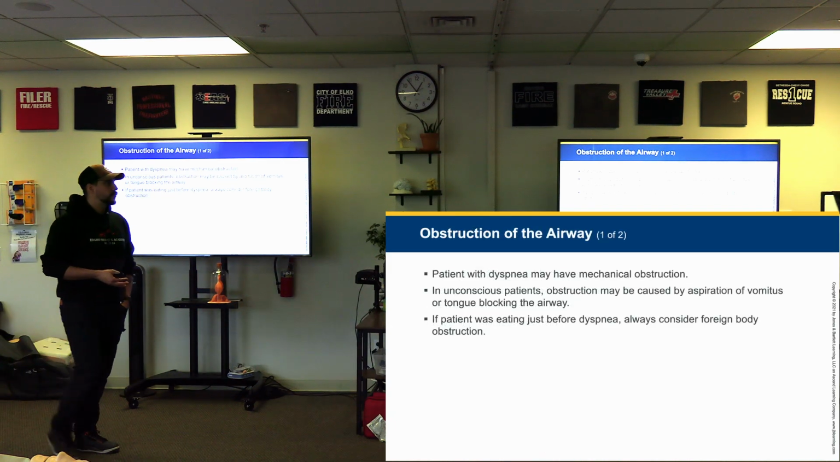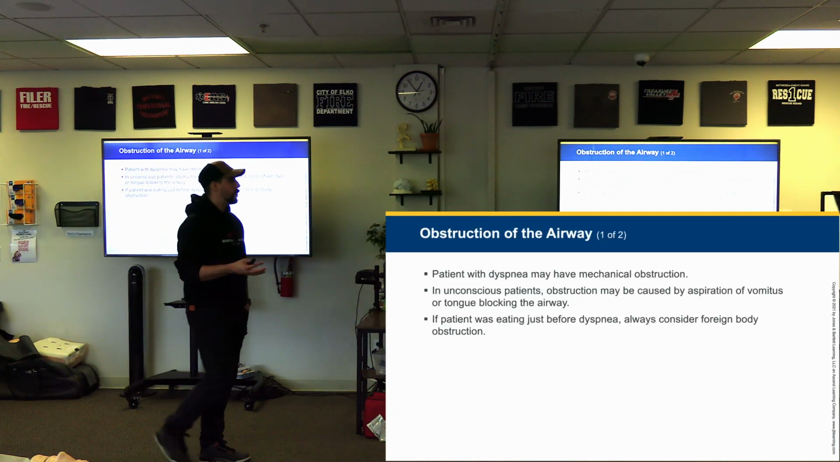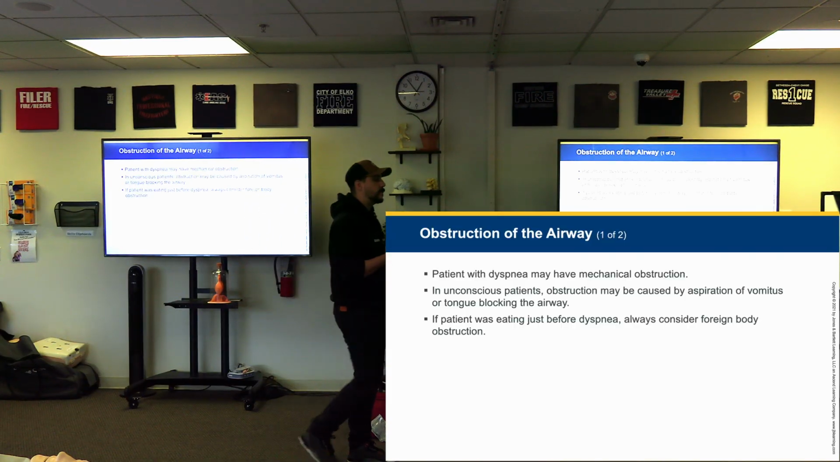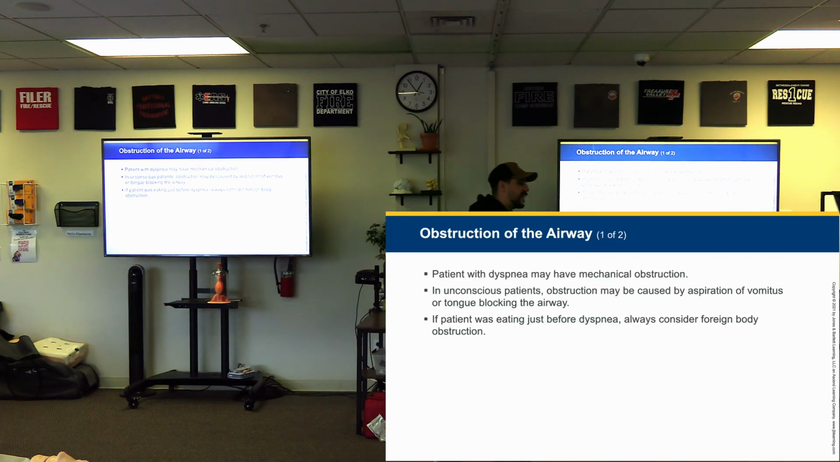Okay, so obstructions of the airway. Now, a patient with dyspnea may have a mechanical obstruction. When we say mechanical obstruction, think about them choking on something because they didn't chew their food very well, or even the tongue. The tongue, fun fact, is the most common blockage in an unconscious person. So in unconscious patients, obstruction may be caused by aspiration of vomit or the tongue blocking the airway, right? Aspirating means they're breathing something, not air, into their lungs, so they puke.